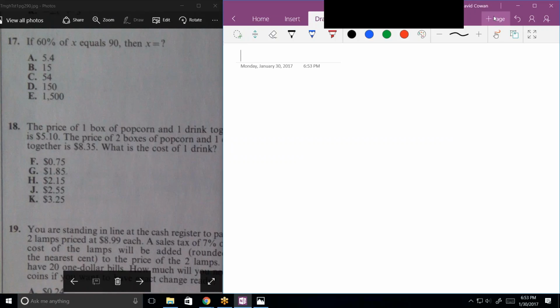So if 60% of x equals 90, then x equals... Now, before you dive into the algebra, trying to figure out how to write that as an equation, look at the 5 answers. What's the answer? Wouldn't it just be 15? Well, is 60% of 15 equal to 90? No, I don't think so. Okay, then it's not 15.